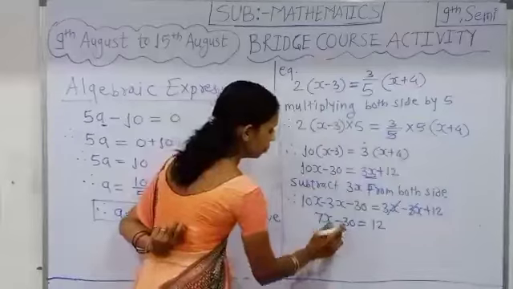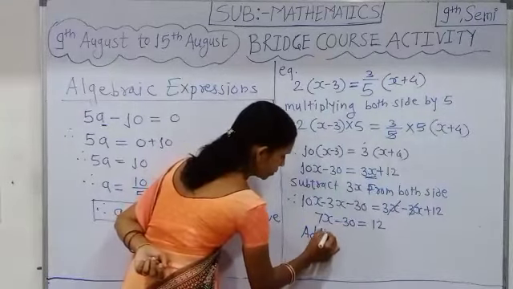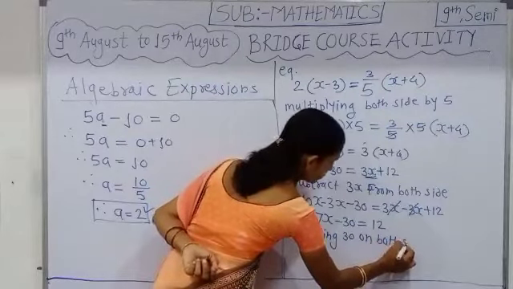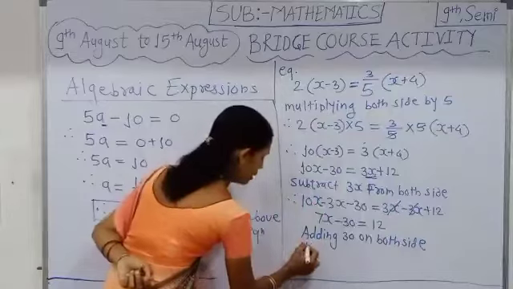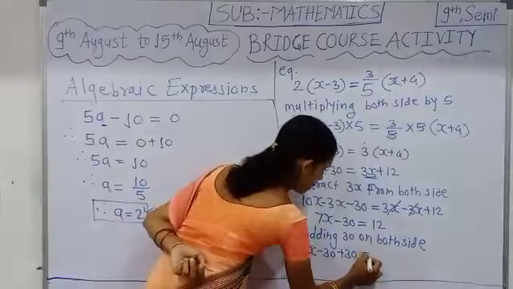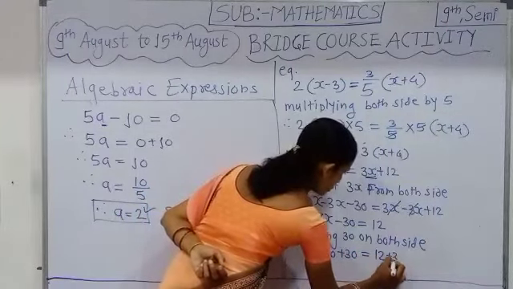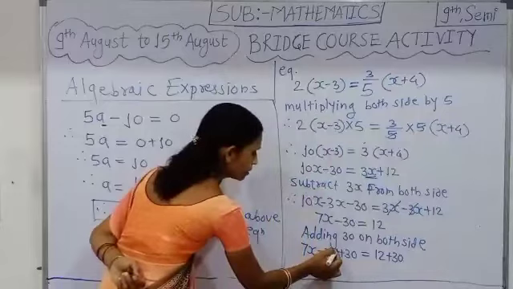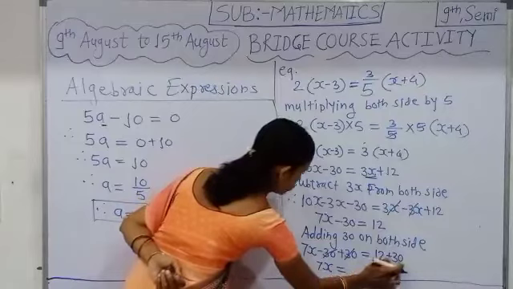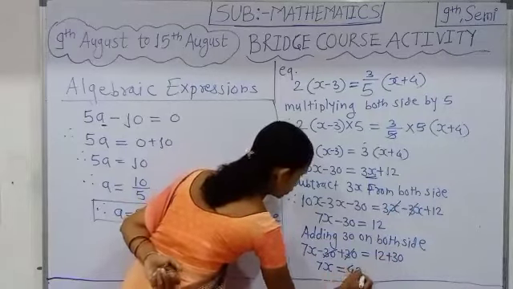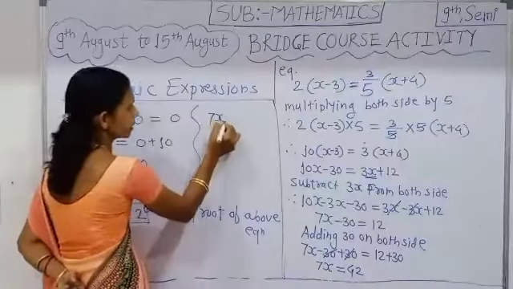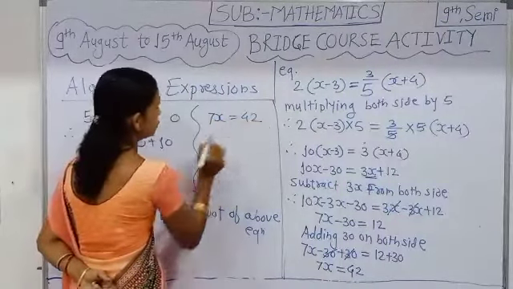Then see here, we have to add 30 on both sides. Therefore, 7x minus 30 plus 30 is equal to 12 plus 30. Therefore, minus 30 plus 30 gets cancelled, and here 7x is equal to 12 plus 30, that is 42. Then see here, we get 7x is equal to 42.